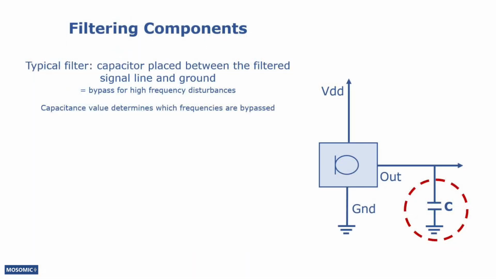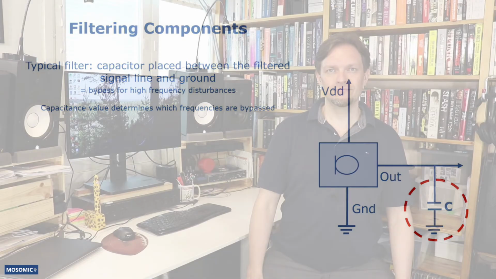A typical filter is a capacitor that's placed between the filtered signal and ground. Capacitors act as bypasses for high-frequency disturbances on signal lines. A correctly chosen capacitor lets high-frequency disturbances through to the ground. Audio frequencies do not pass the filter capacitor, so they remain on the signal line as they should. The capacitance value of the capacitor determines which frequencies and disturbances it bypasses to the ground, so the value must be chosen carefully to maximize filtering performance. There should always be a filtering capacitor on the microphone supply voltage line to prevent disturbances.